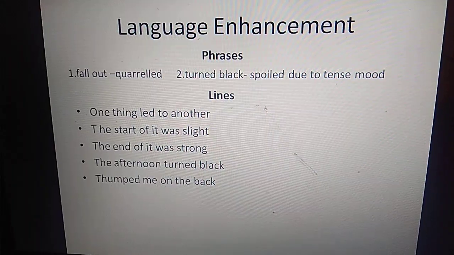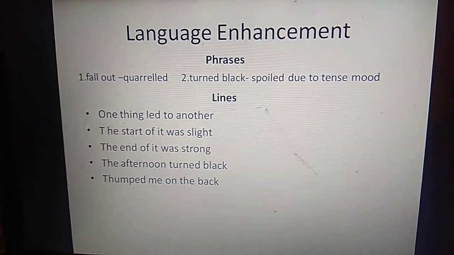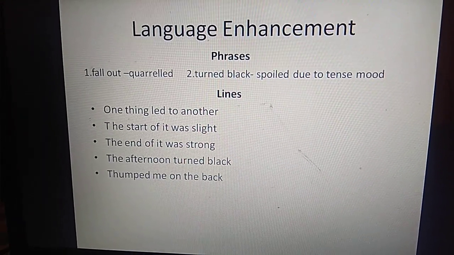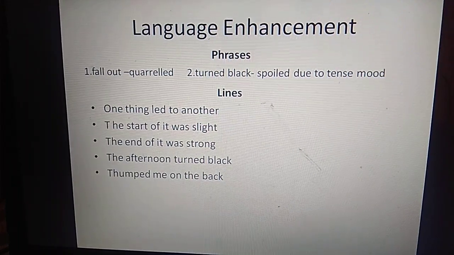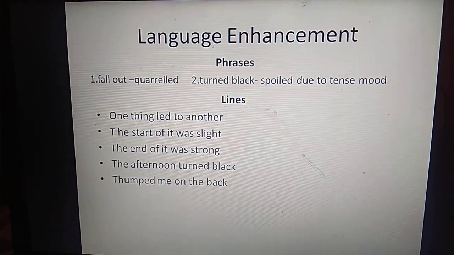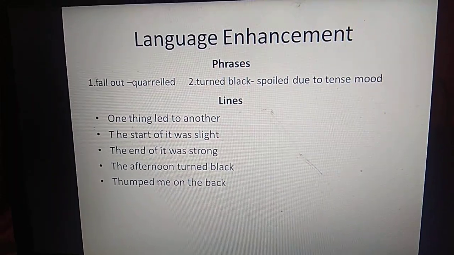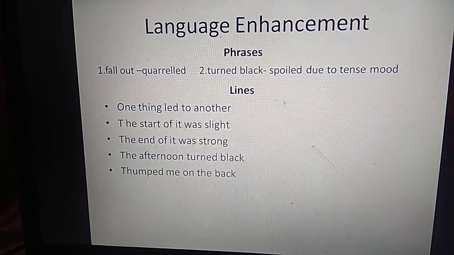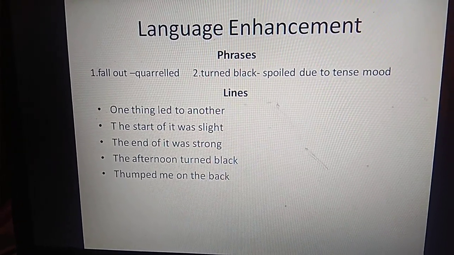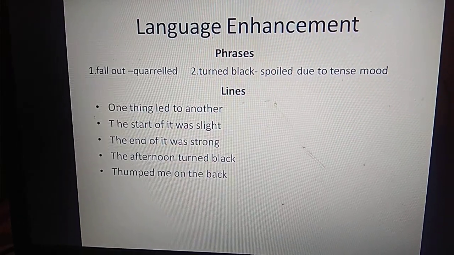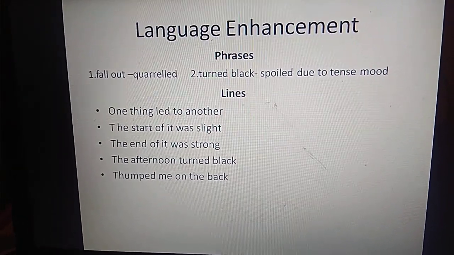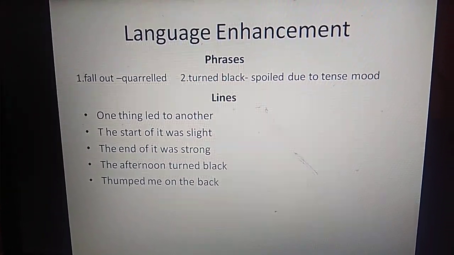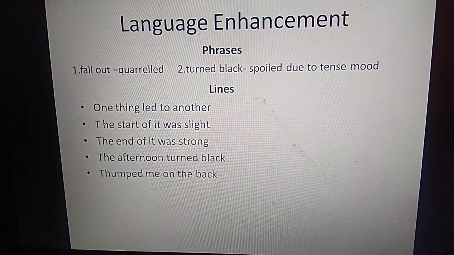Language enhancement. We have two phrases in the poem, that is fall out, which means quarreled, and turn black, which means spoiled due to tense mood, and some of the lines. Let us understand the meaning of these lines. One thing led to another, which means one activity led to another one. The start of it was slight. The start of it means the beginning or the cause of the quarrel was minor or petty.